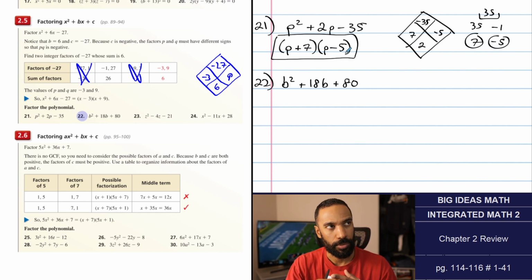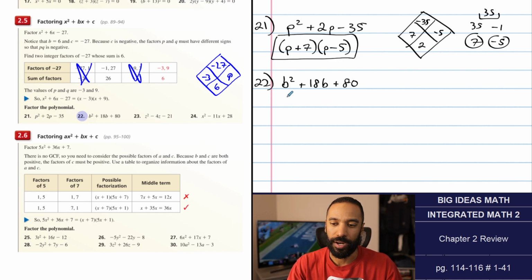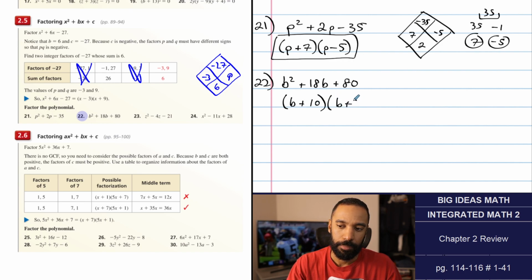Divided by 6, no good. Divided by 7, no good. Divided by 8, you get 10. 10 plus 8 is 18. We needed 18. So 10 and 8 are the two numbers that we wanted. So you get b plus 10 times b plus 8.